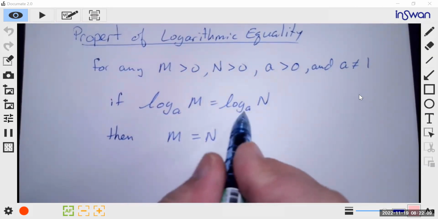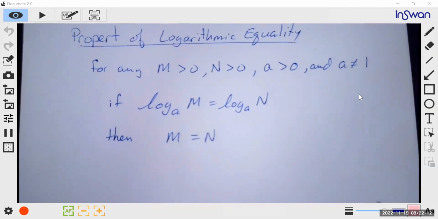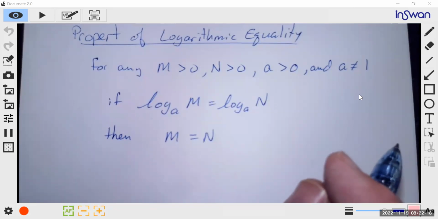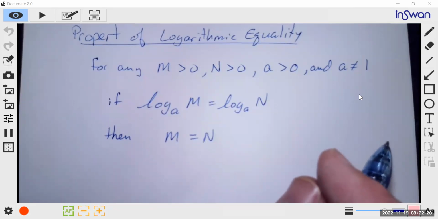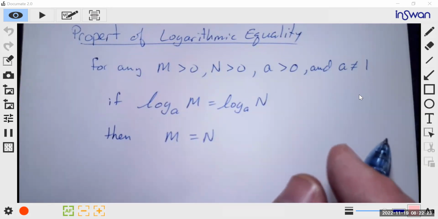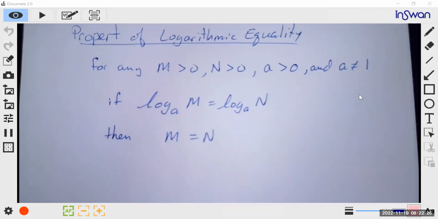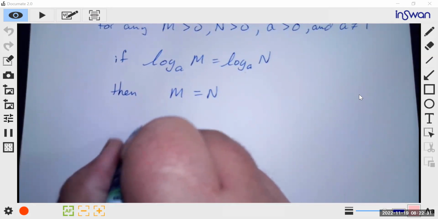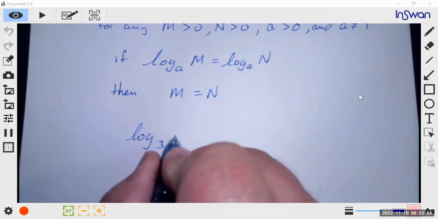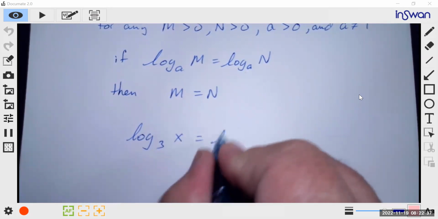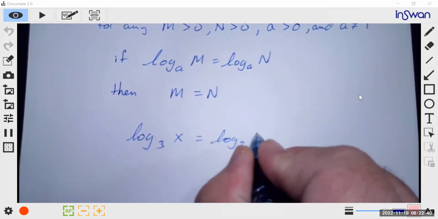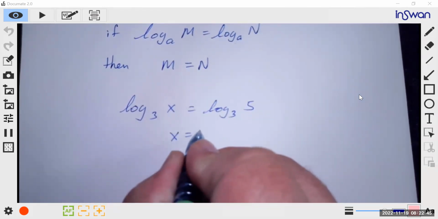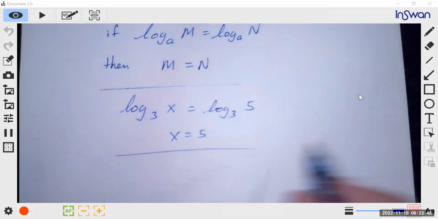So you have the same logs on both sides. If the logs are the same, then the arguments have to be the same. Now when would you use this? For example, log base 3 of x equals log base 3 of 5. Since both are log base 3, then the only way this is equal is if x equals 5.